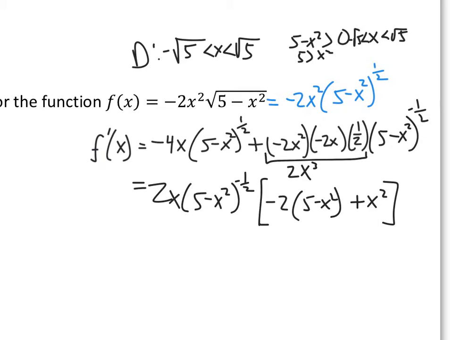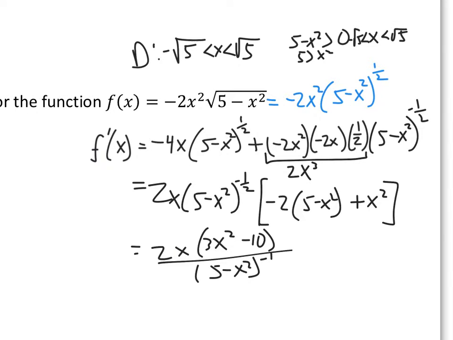Let's clean it up a little bit. We'll drop this downstairs. So we have 2x. And inside, we'll have x, let's see, it'll be 3x squared minus 10. And on the bottom, 5 minus x squared to negative 1/2. All right, so there we have our f prime. Let's go ahead and set that equal to 0 and get our critical values.